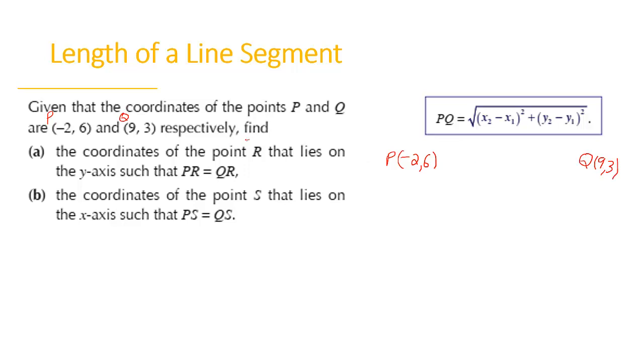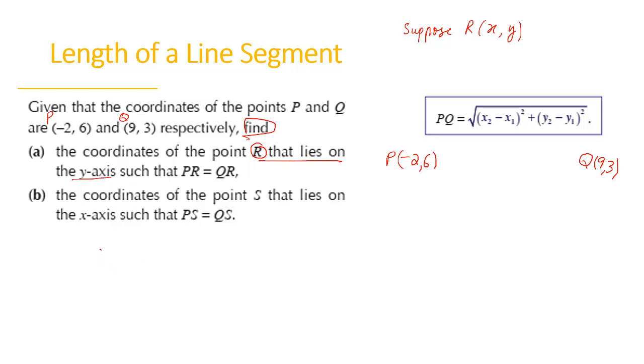And now we have to find R. R is not given, so suppose the coordinates of R are x comma y. Now read the next line: R lies on the y-axis.